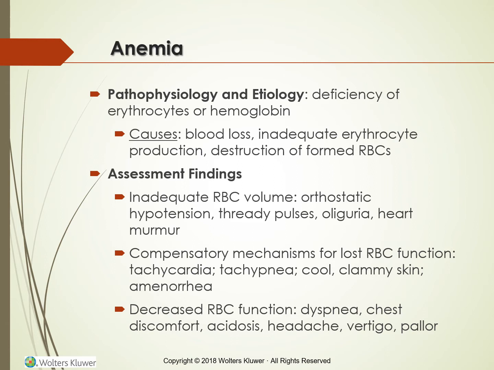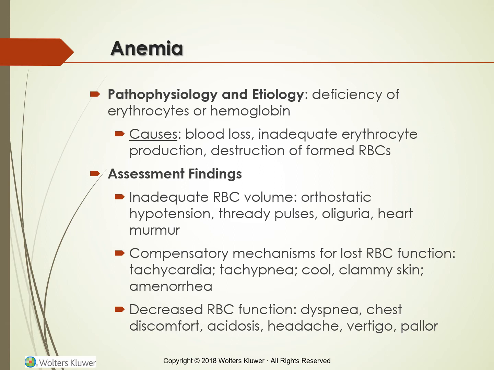Terms used to describe erythrocytes and erythrocyte pathology. Normocytic, meaning normal cell size; microcytic, small cell size; macrocytic, large cell size; megaloblastic, large immature cell; normochromic, normal hemoglobin concentration; hypochromic, low hemoglobin concentration; hyperchromic, high hemoglobin concentration; aplastic, decreased cell production; hemolytic is premature destruction; and pernicious is potentially injurious. Clinical manifestations of anemia: inadequate red blood cell volume.